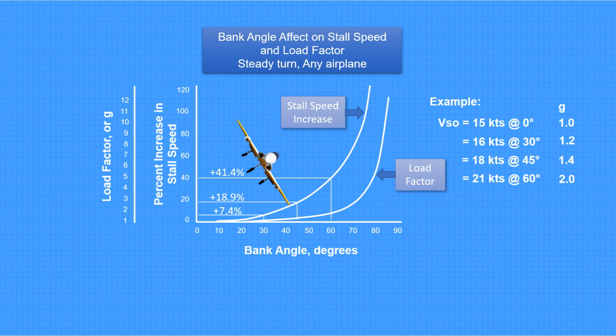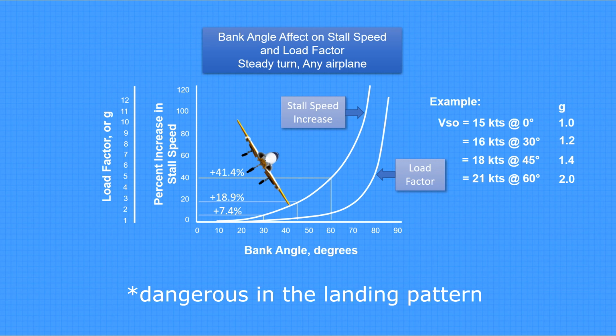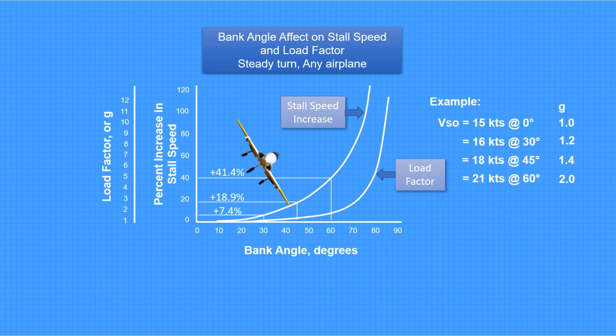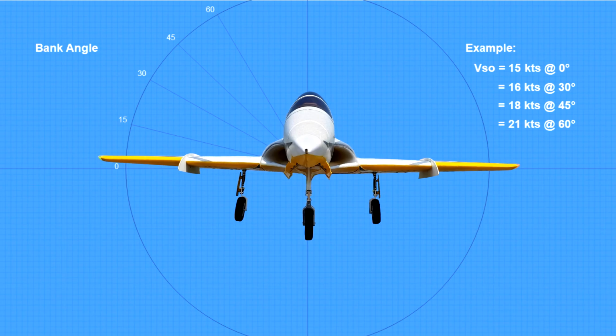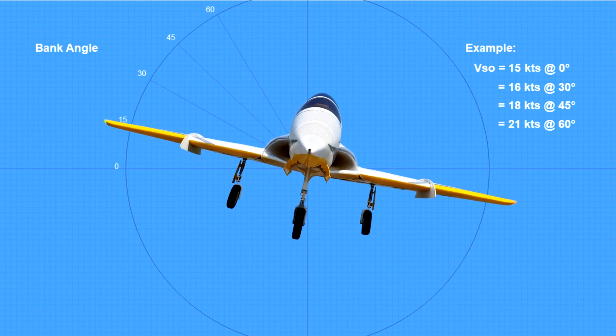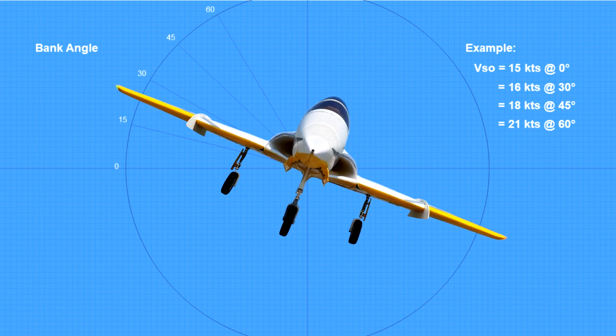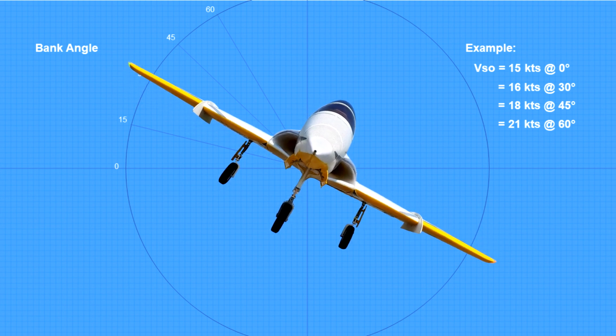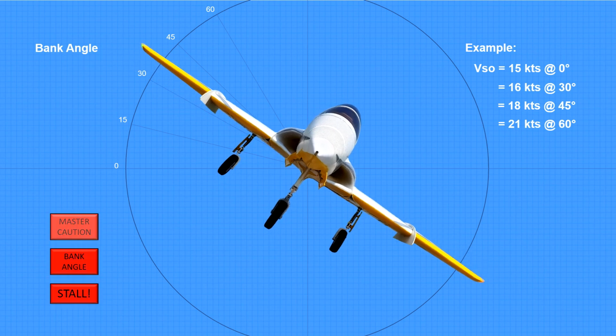Now that's getting dangerous. It's as if my Avanti took off weighing double its normal weight, or more than 13 pounds. It only gets worse from there. So any bank angle above 30 degrees really starts to reduce the safety margin that separates a good day from a bad one. Anytime you bank beyond 30 degrees in the landing pattern, an alarm should start sounding in your head. If you do stall, don't be that guy who blames it on your radio.